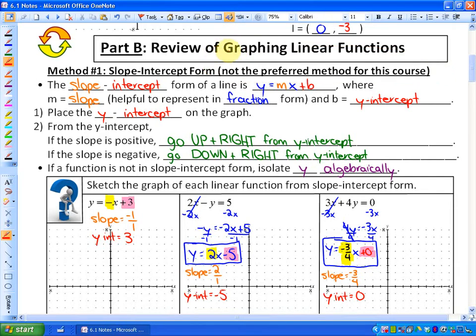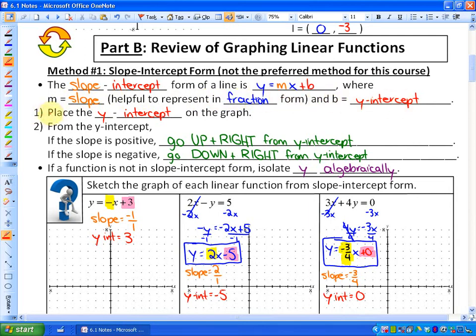And if you need to look at more of these videos more closely, you might want to Google or YouTube slope-intercept form of a line and look at it more slowly. The slope-intercept form of a line is y = mx + b, where m is equal to the slope, and it's helpful to represent the slope in fraction form, and b is equal to the y-intercept.